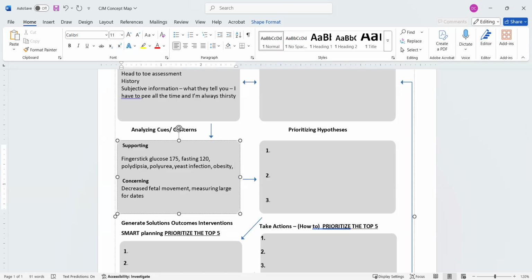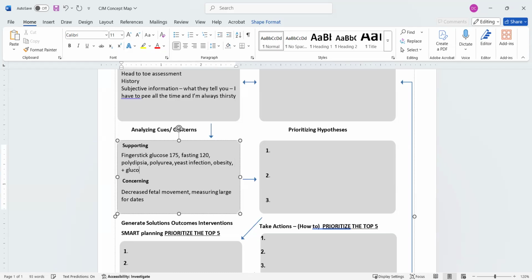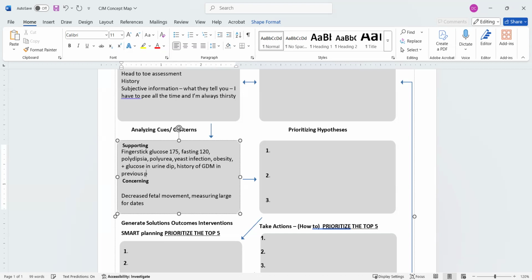Oh, how about glycosuria? So positive glucose in urine dip. Maybe they have a history of gestational diabetes in a previous pregnancy, or a history of a large for gestational age infant, maybe a stillborn. So something that's very concerning might be decreased fetal movement or measuring large for dates.